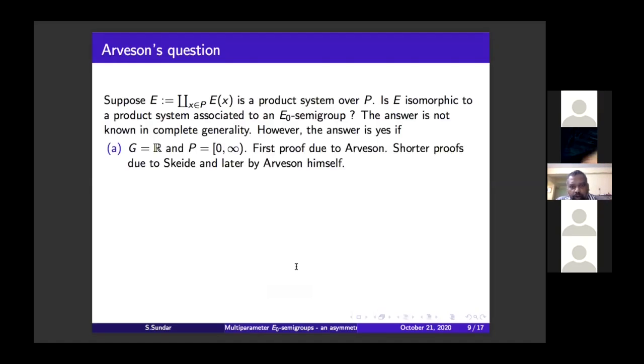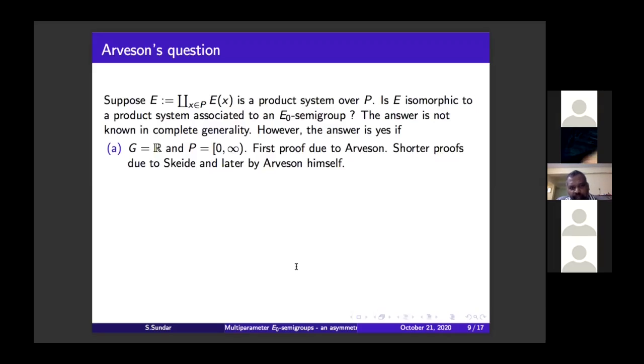The answer is not known in complete generality. However, the following are known. If G is R, that is the one-dimensional case, then the answer is yes. This was first proved by Arveson using complicated C-star algebraic techniques. Then later, Powers found a simpler proof. Then later, Arveson himself found a simpler proof.